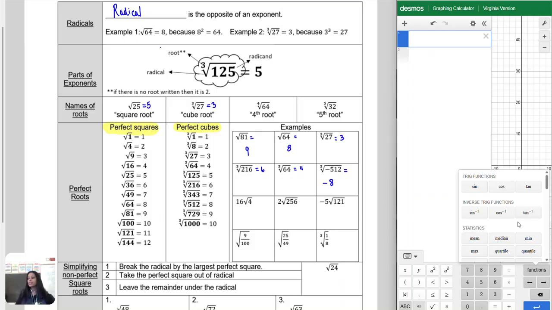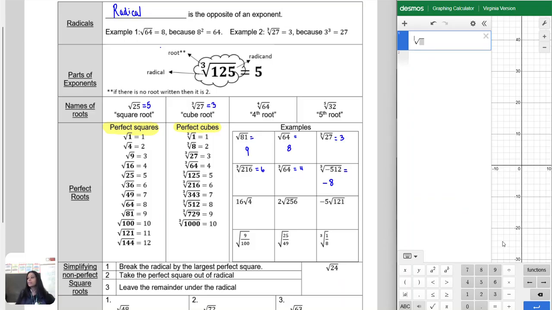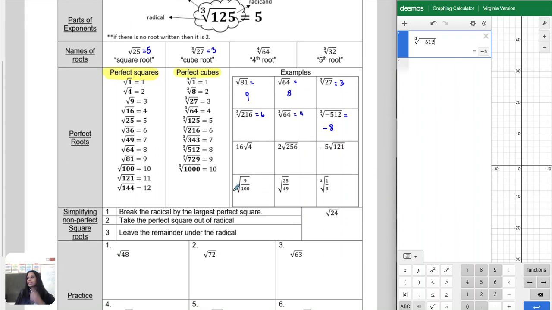So remember, you go to functions, you go all the way down here, cube root of negative 512 is negative 8. The negative always comes out of the radical of cube roots. All right, and then something like this here is the same thing. It's basically doing square root of 9 over square root of 100. So that's going to be 3 over 10.